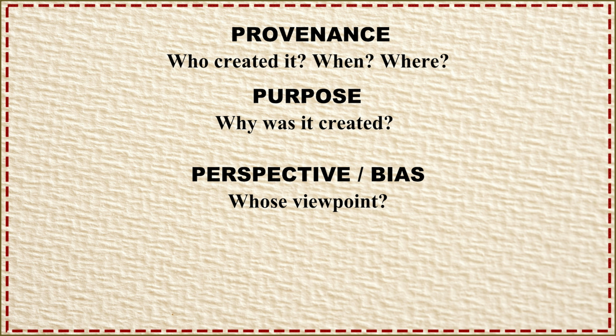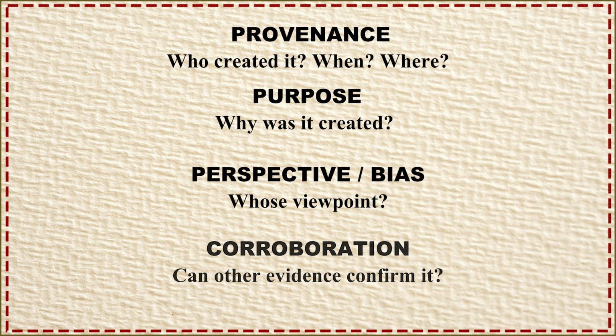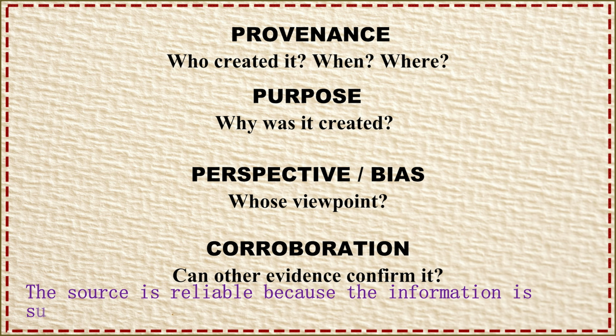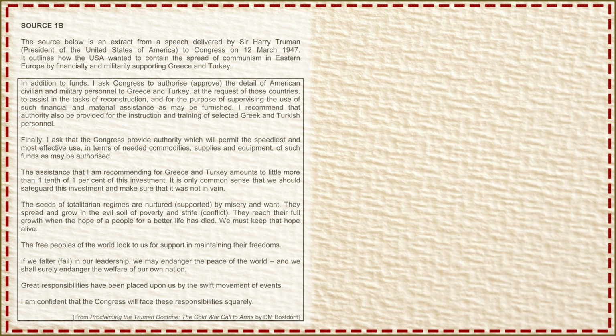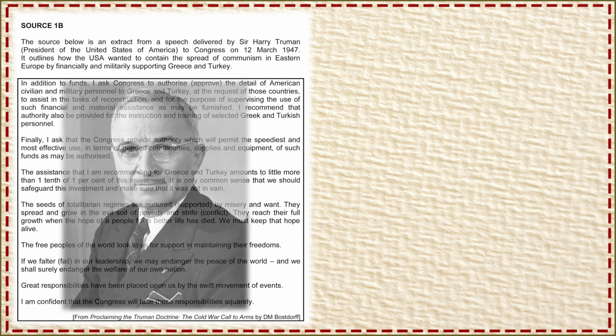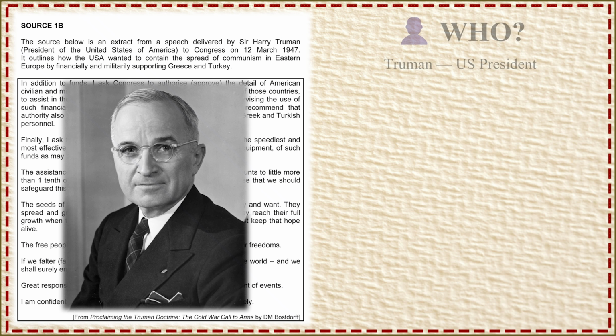Another factor to consider is corroboration or cross-reference. Does the information agree with other sources and historical facts? The source is reliable because the information is supported by other historical evidence. A good example of how we use these factors to judge reliability is this extract from Harry Truman's speech. Looking at provenance, who created the source? It was created by Harry Truman, the US president. When was it created?